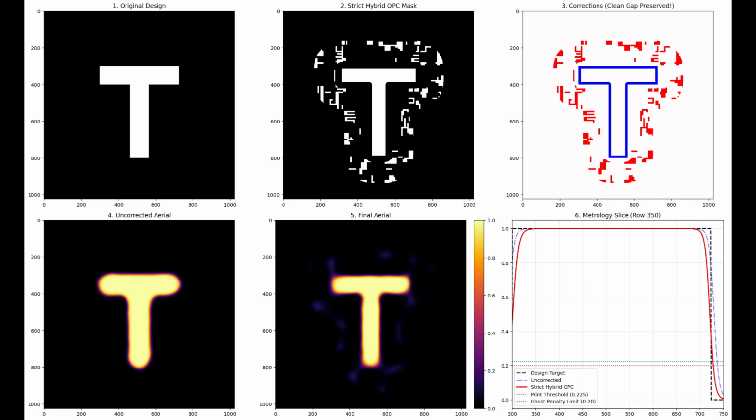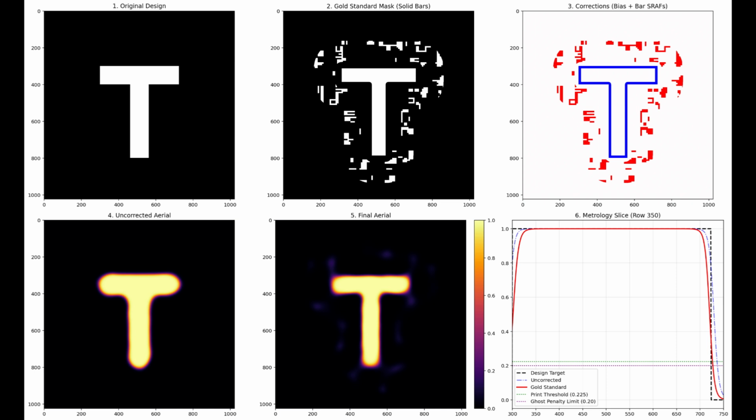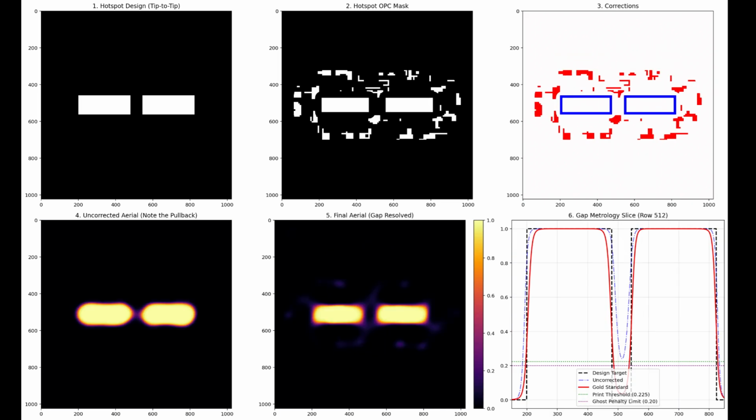We prove this by unleashing our physically constrained engine on one of the fab's most notorious failure points, a tip-to-tip gap that typically suffers from severe line-end pullback and open circuits. The engine intelligently deployed strategic SRAF blocks to manipulate the diffraction orders, pushing the light exactly to the target boundaries and perfectly resolving the gap without bridging.